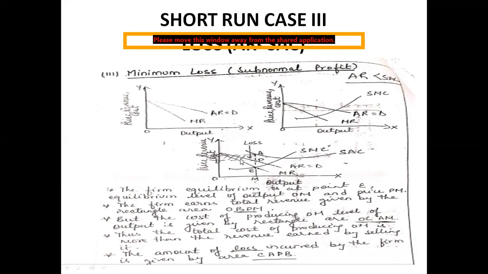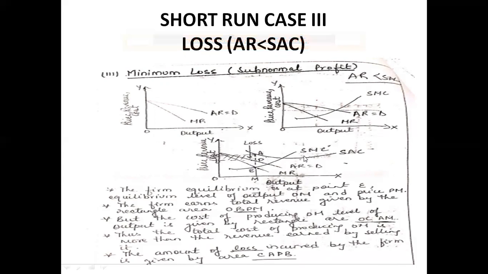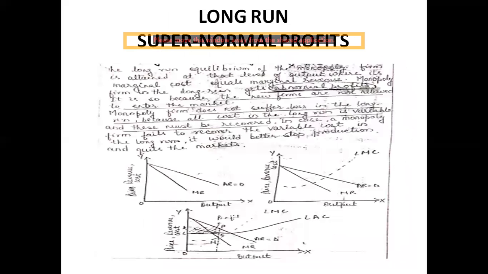CAPB is the loss area over here. And this is the loss, in the plotted area is the loss area, because the average revenue line is less than and short-run average cost is more than the average revenue line. So the next case is the long run case in monopoly competition.